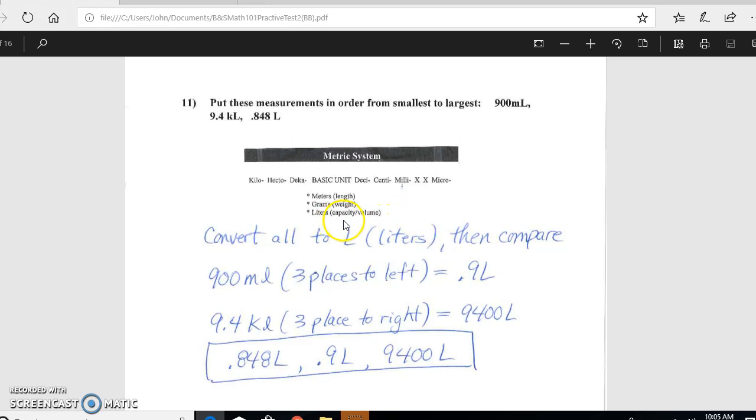And the number of places that we move is the number of places we need to move the decimal point to do the conversion.